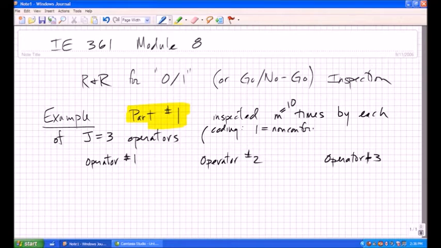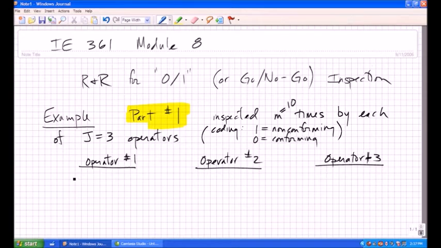We're going to invent or use here a coding, for sake of argument, that says 1 is non-conforming and 0 is conforming. So we're going to think about a scenario in which these operators make 10 calls, and what we're going to record here are either 1s or 0s, depending upon whether they call the part non-conforming or conforming.